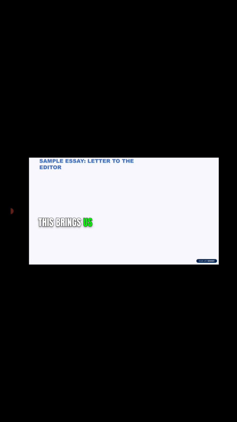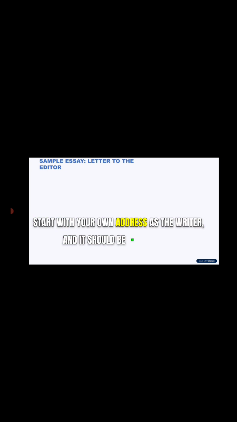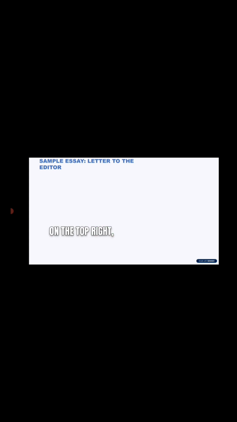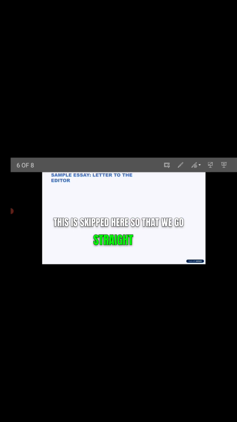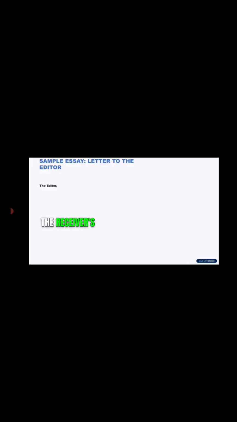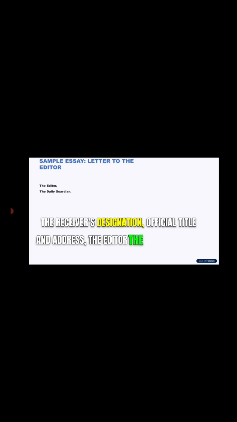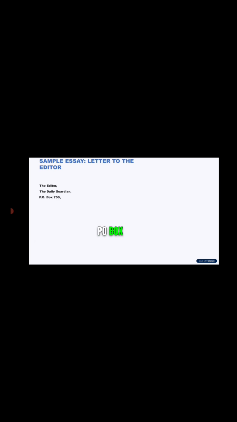This brings us to the sample essay, the letter to the editor. Usually, your letter should start with your own address as the writer, and it should be on the top right. But this is omitted, this is skipped here so that we go straight to the receiver's designation, official title, and address. The editor, the Daily Guardian, P.O. Box 750, Abuja. Take note of the punctuations.